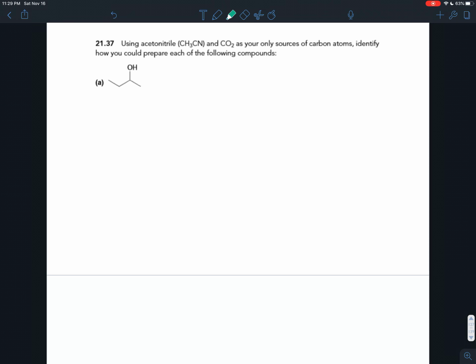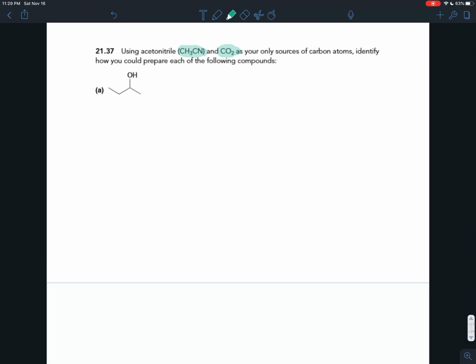Now, in terms of synthesis, the difference between these two possible starting reagents is the number of carbons. The acetonitrile has 2 carbons, and the carbon dioxide only has 1. So if our final product has only an even number of carbons, then we can just make it from acetonitrile. But if it has an odd number of carbons, then we'll have to use carbon dioxide. That's our way of adding an odd number of carbons in this exercise.